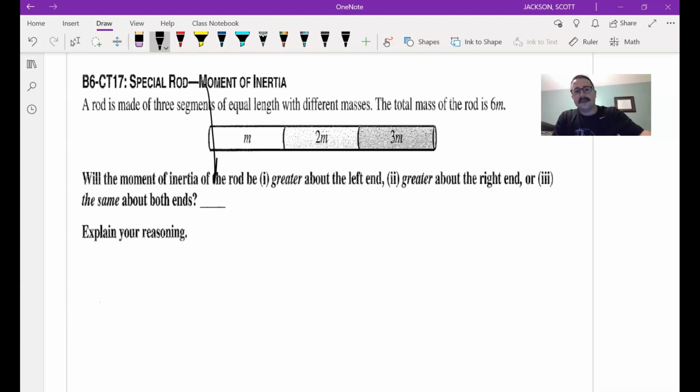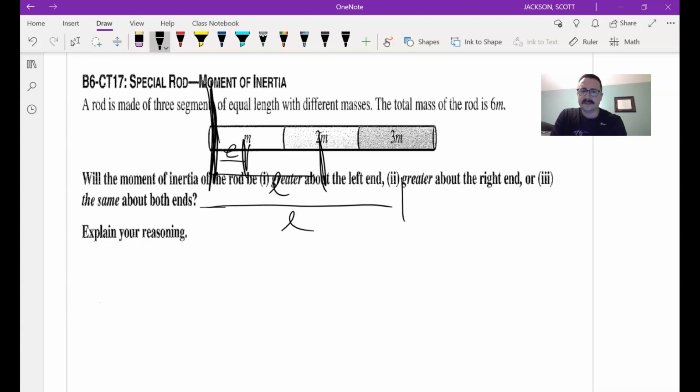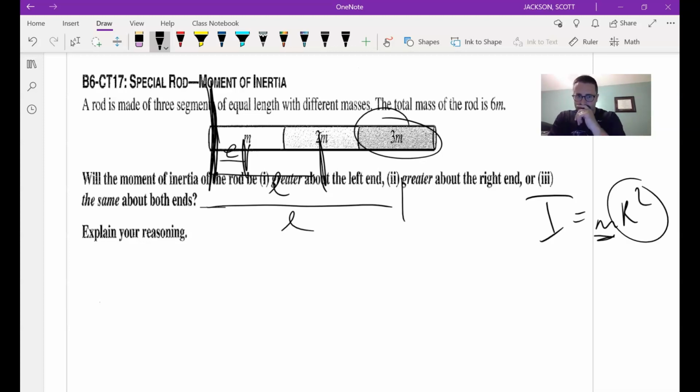So let's think about it. If I held it here, right? This has a small mass. That small, let's call that length. This mass is at this length, and this mass is out at this length. Okay? So remember, I, again, equals mr squared. We're not actually going to calculate it, but let's just think conceptually. I notice I have more mass, the 3m, at a greater distance. Okay, when I hold it there.